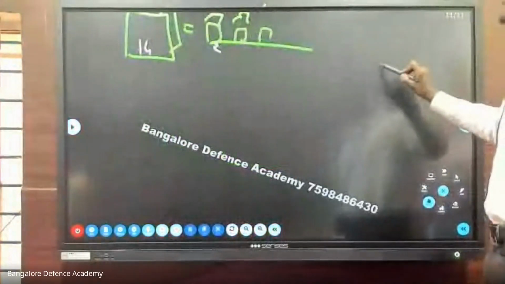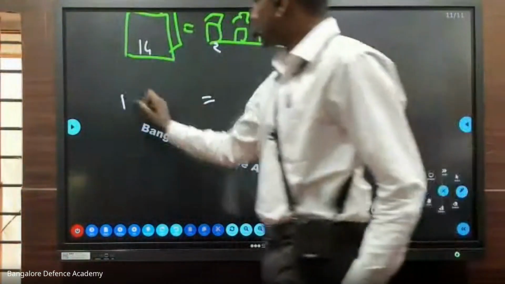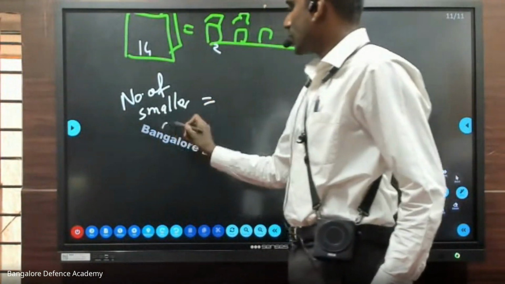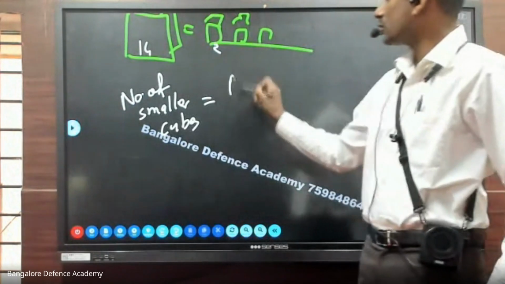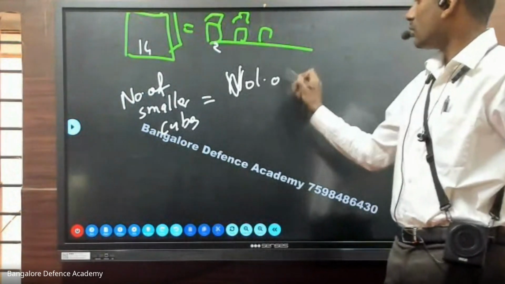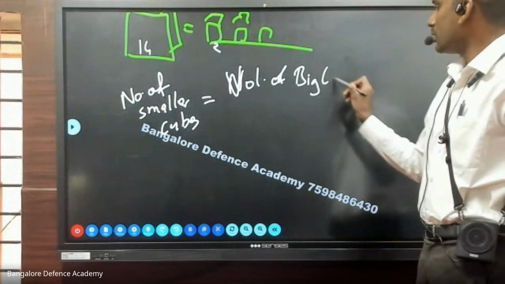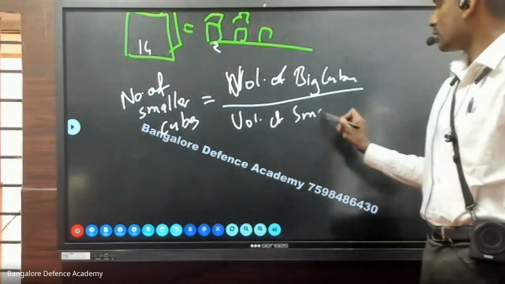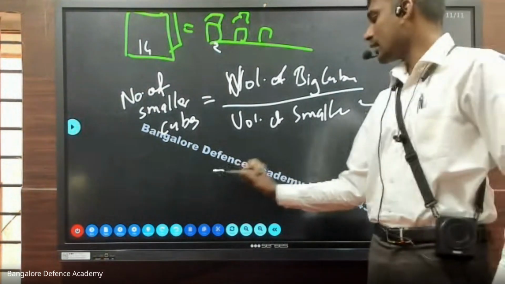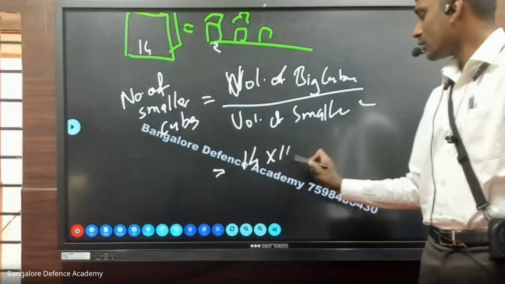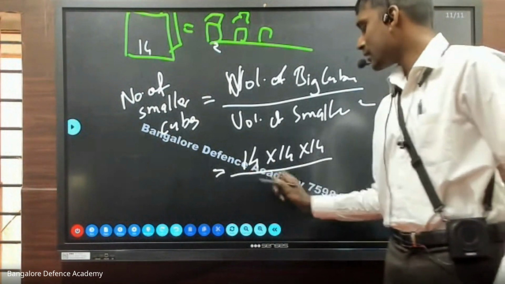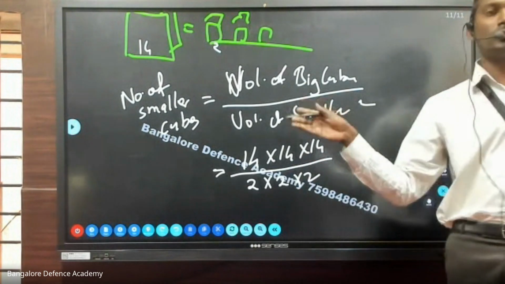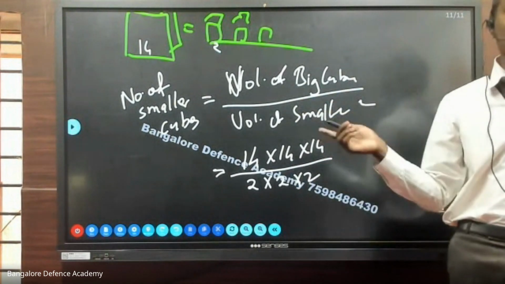Find the volume of both the cubes. Yes. The formula becomes like this. The number of smaller cubes is equal to the volume of the bigger cube divided by the volume of the smaller cube. So look at this: 14 into 14 into 14 divided by 2 into 2 into 2. How many of you multiplied 14 into 14? 196, 196 into 14. You did it like that?